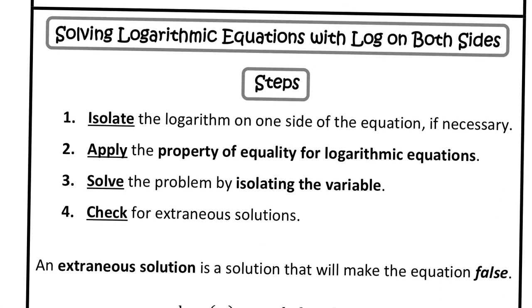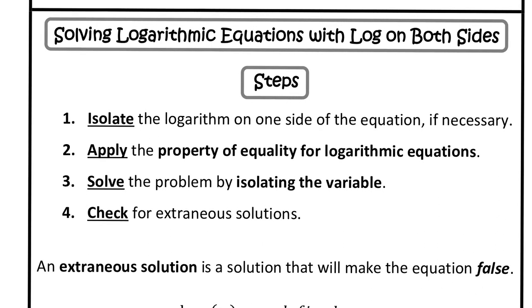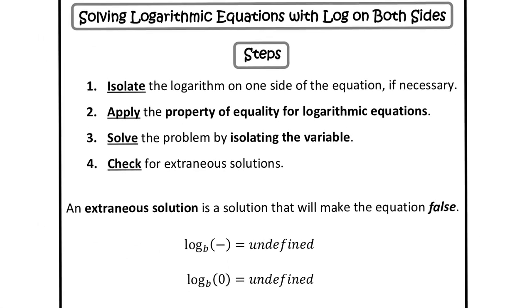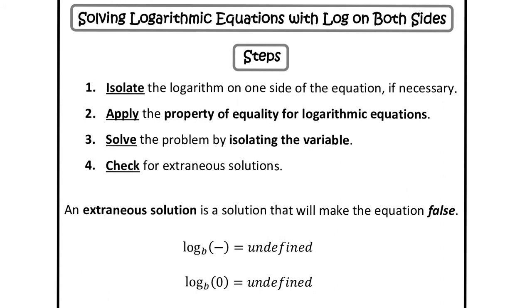Next, we have a set of rules for today. The rules are the following. First, we want to get the logarithm on one side, or make sure that it's by itself on one side. Then we're going to apply the property that I just talked about. Then we're going to solve using algebra methods. And then step 4 is checking for extraneous solutions.